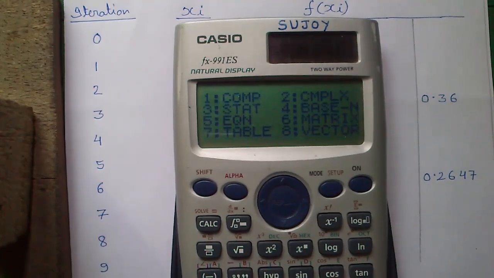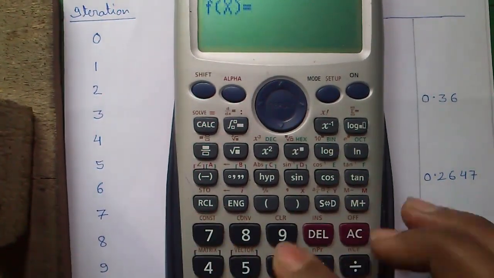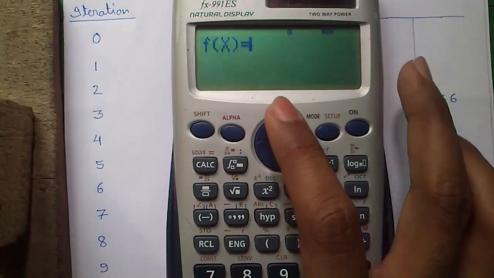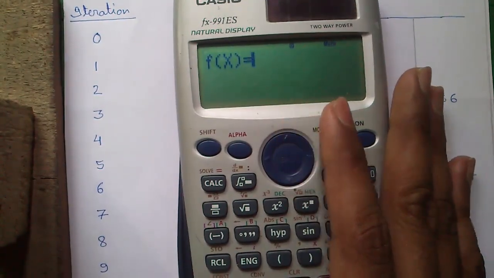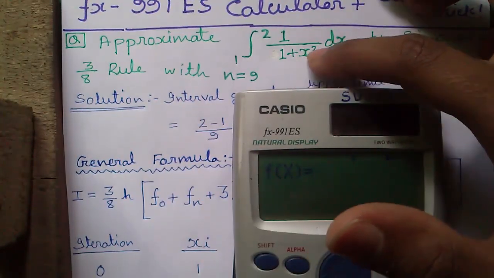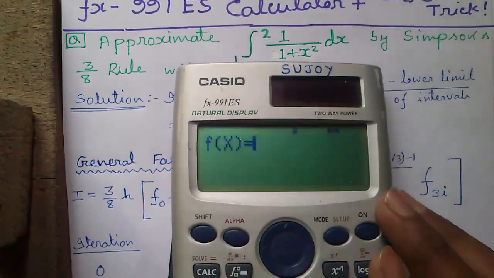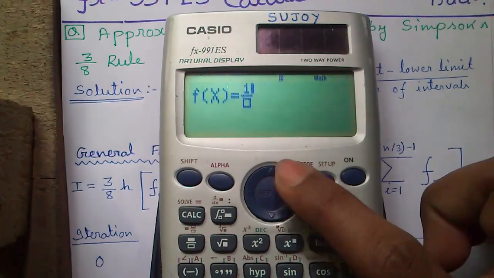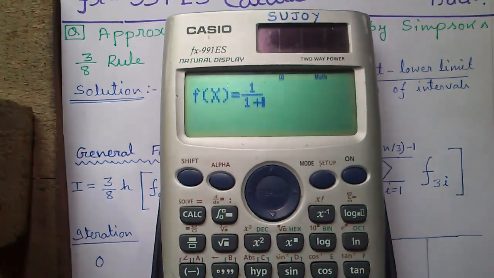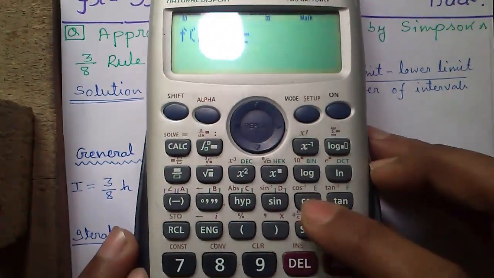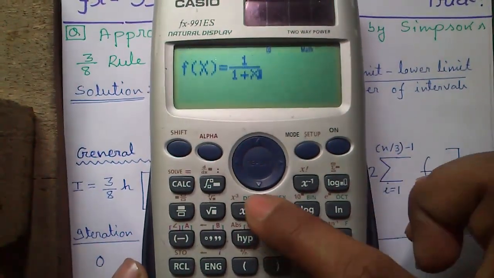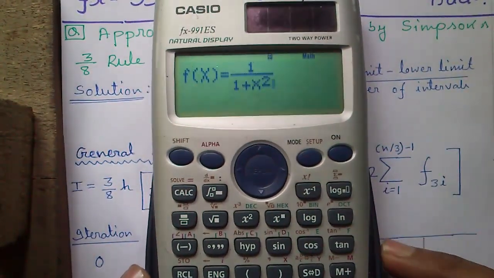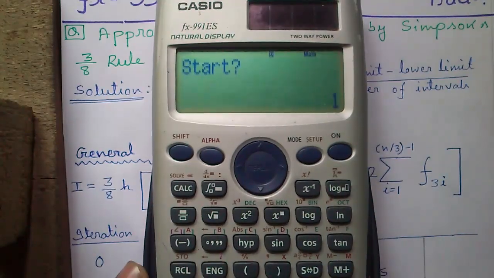So press 7 for table mode and it will ask you to enter the function of x. So our function of x is 1 divided by 1 plus x square. So we will enter, press the fraction button, 1 divided by 1 plus, for x press alpha and the right parenthesis and this button for square, and now press the equals to button.